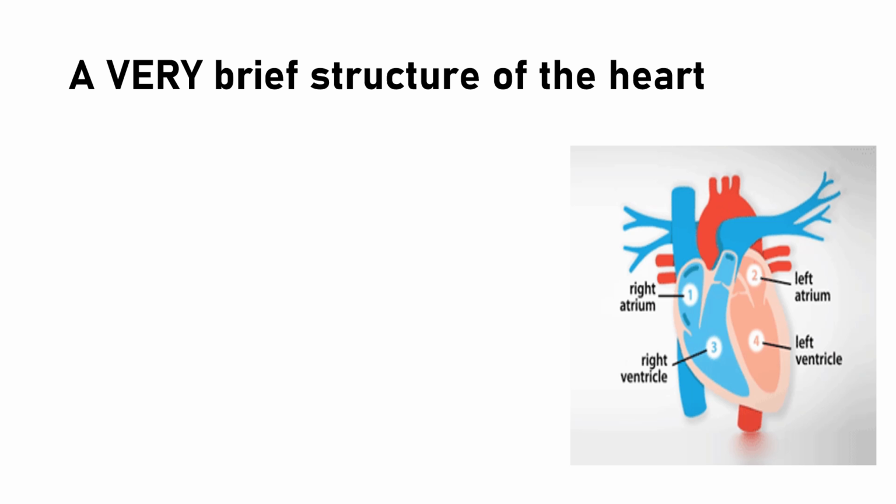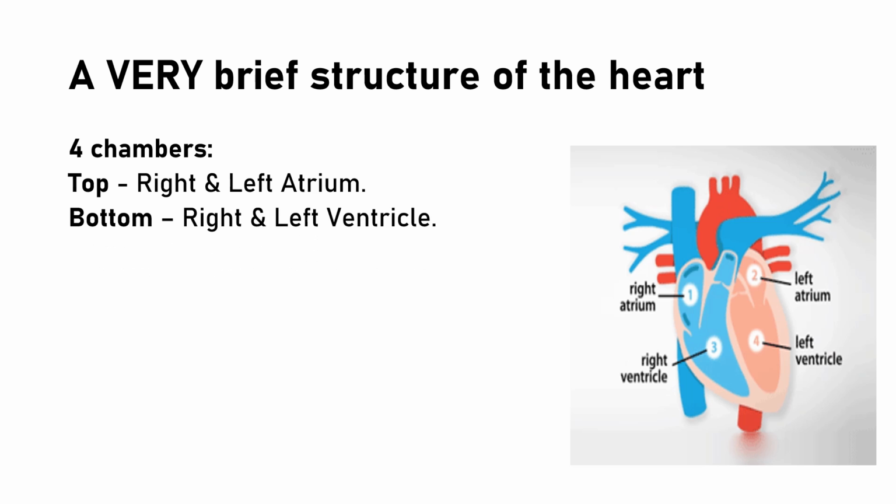class. The heart is made up, as you can see on the image, of 4 chambers. There's 2 chambers at the top and 2 chambers at the bottom. The top chambers are the right and the left atrium, and the bottom chambers are the right and the left ventricle. And dividing the heart into a left side and a right side is a wall of muscle down the middle called the septum.